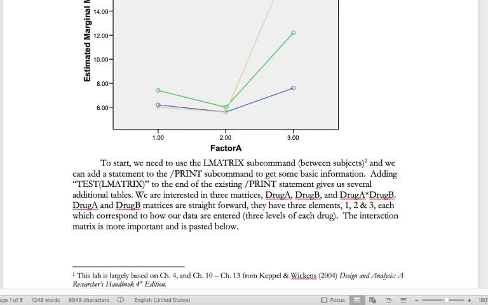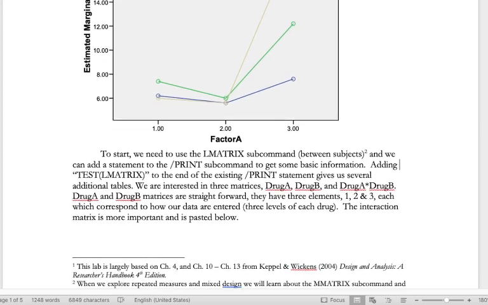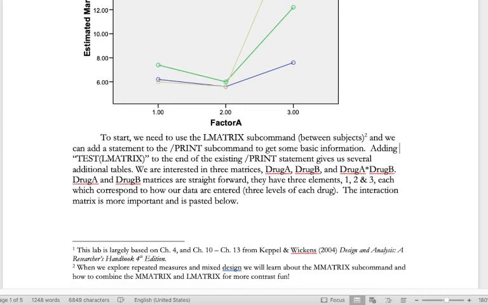The L matrix command is for between subjects factors, and we're going to be doing repeated measures factors pretty soon. That's going to be, I think, either the next lab or the one after. So we're going to get into that. Don't worry, even more fun for you.